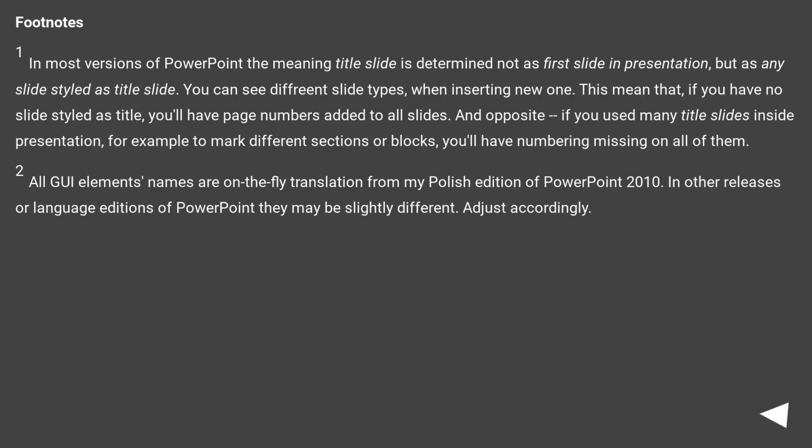Footnotes. 1. In most versions of PowerPoint, the meaning of title slide is determined not as the first slide in the presentation, but as any slide styled as a title slide. You can see different slide types when inserting a new one. This means that, if you have no slide styled as title, you'll have page numbers added to all slides. And the opposite, if you use many title slides inside the presentation, for example to mark different sections or blocks, you'll have numbering missing on all of them. 2. All GUI element names are an on-the-fly translation from my Polish edition of PowerPoint 2010. In other releases or language editions of PowerPoint they may be slightly different. Adjust accordingly.